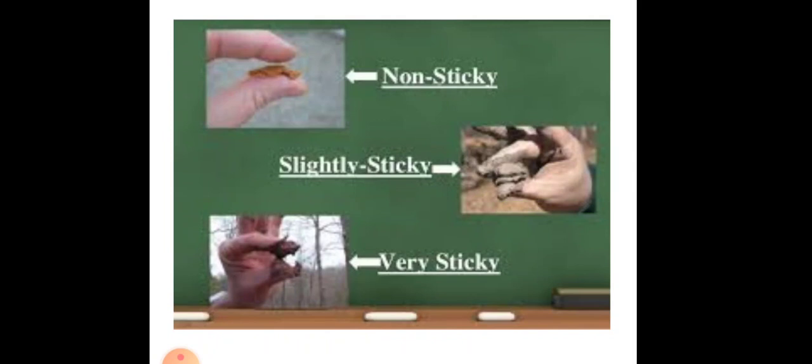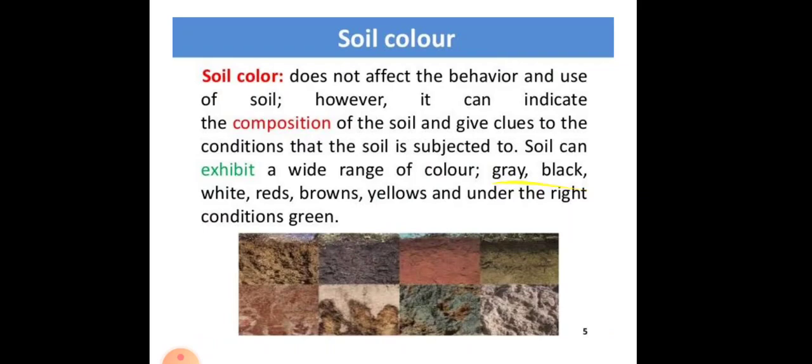Then this is the physical test for checking the stickiness of the soil. If the soil makes some shapes when pressed between the fingers, it is very sticky, then slightly sticky. And if the soil does not respond when pressed against the fingers, then this soil is non-sticky. So this is the physical parameter for checking the stickiness of the soil.